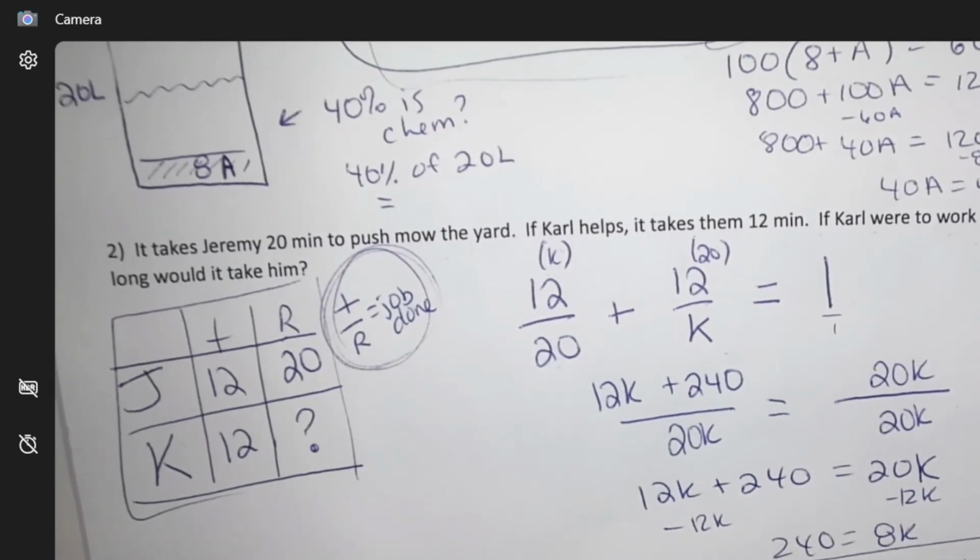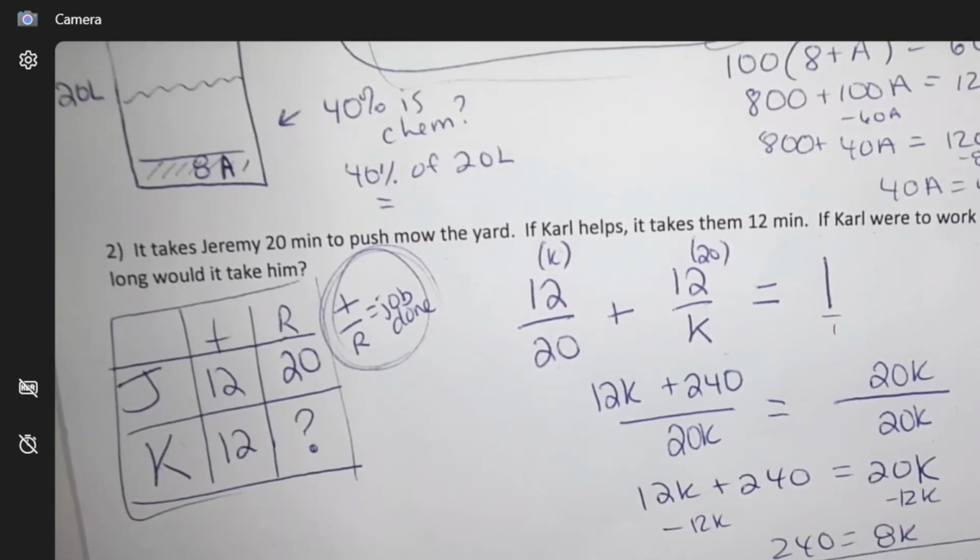So what does it mean? If Carl is doing this yard all by himself without Jeremy, it would take 30 minutes to do the yard.